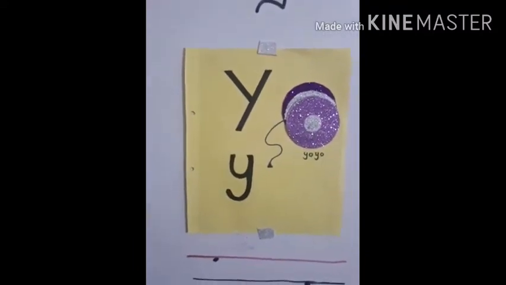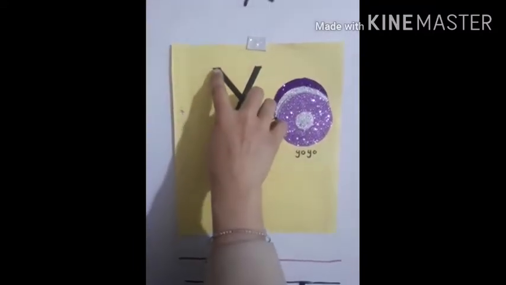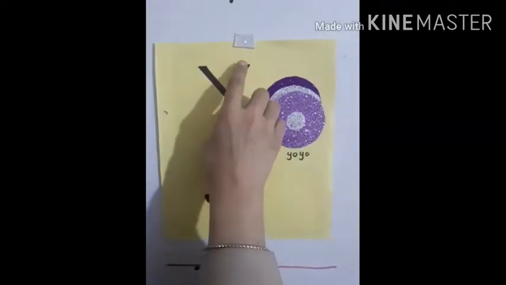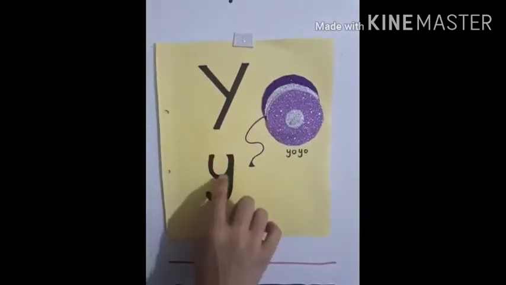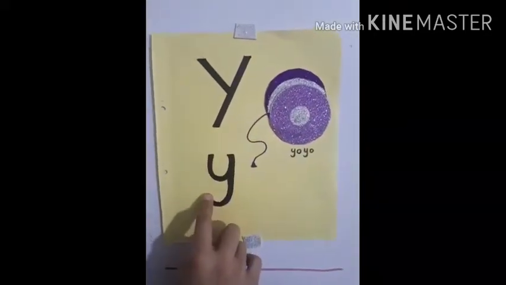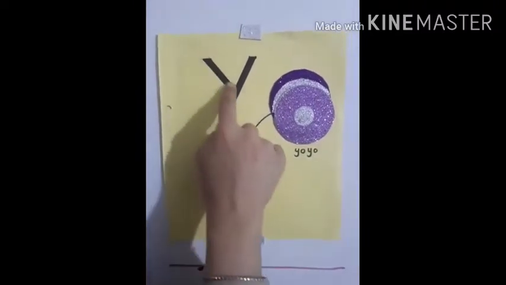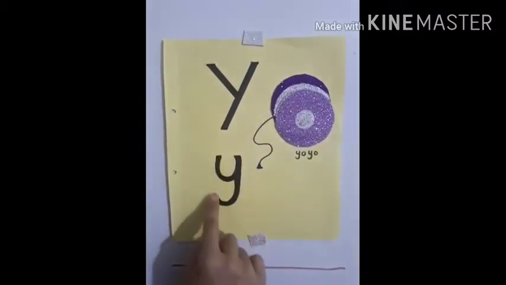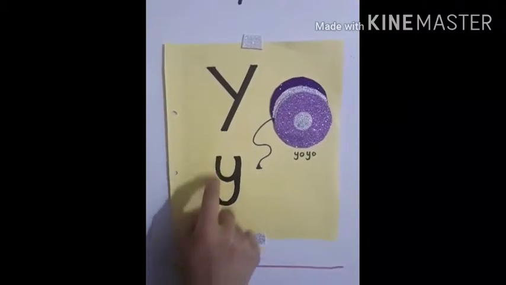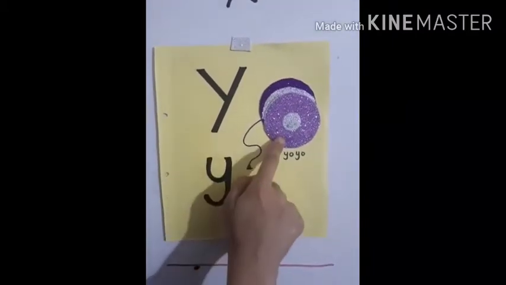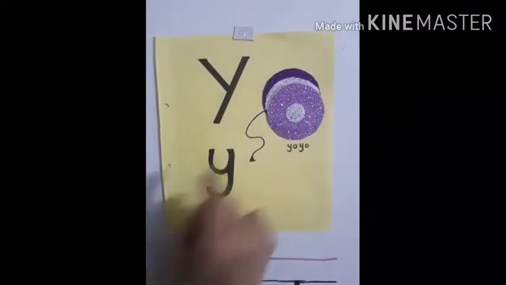Now come to today's lesson. As you can see here we have our first flashcard, which is about letter Y. Capital Y, small y. Sound is y. Capital Y, small y. Sound is y. Yo-yo. Now for formation, look at the board carefully.